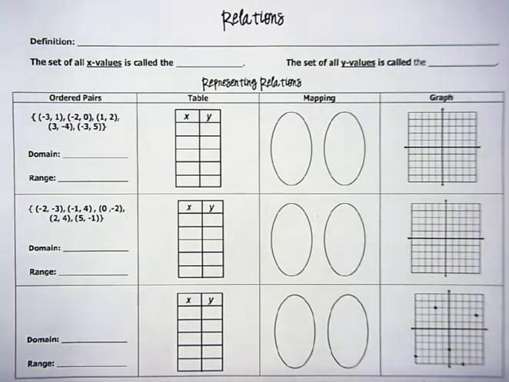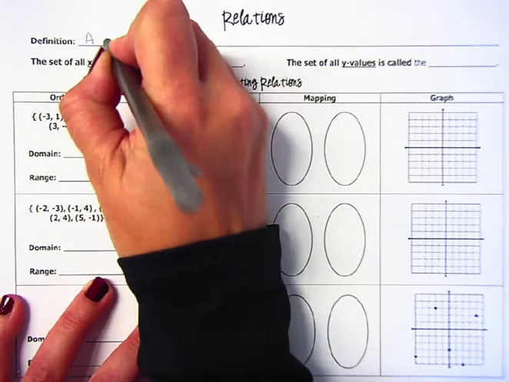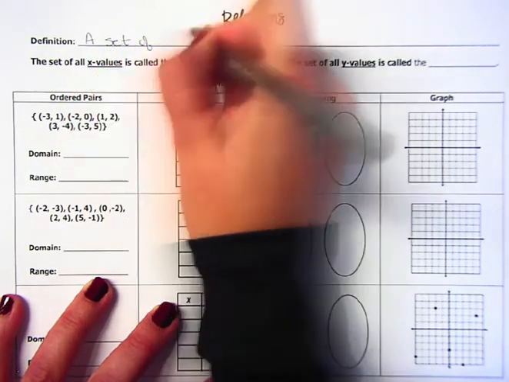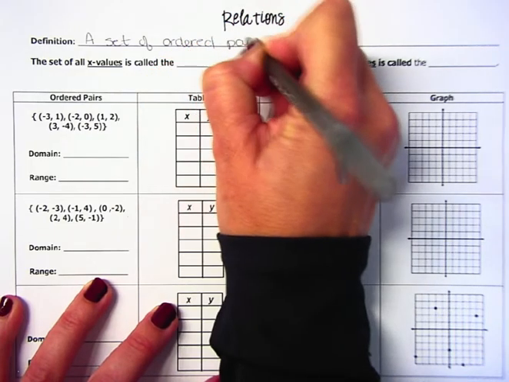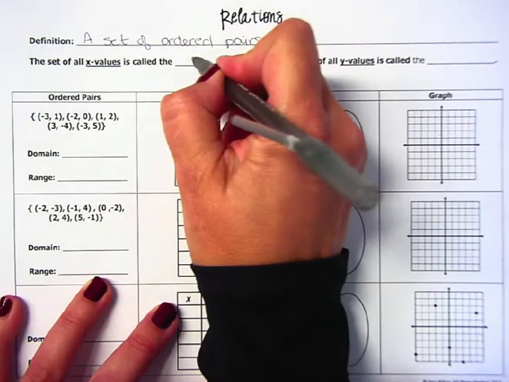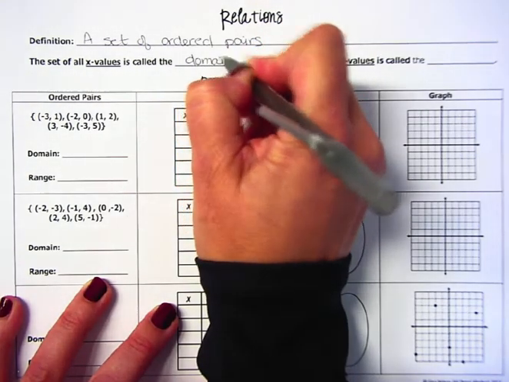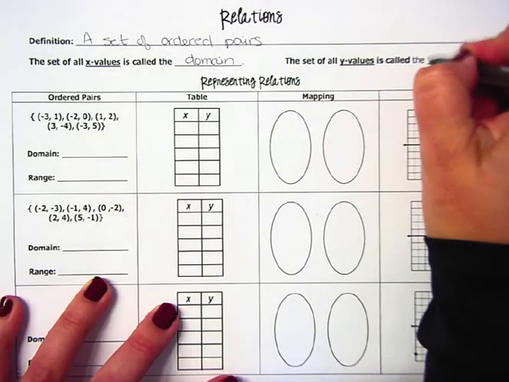In this video, we're going to take a look at relations. A relation is just a set of ordered pairs. So for our definition, we're just going to say that a relation is a set of ordered pairs. The x values are called the domain, and the y values, or the set of all y values, is called the range.